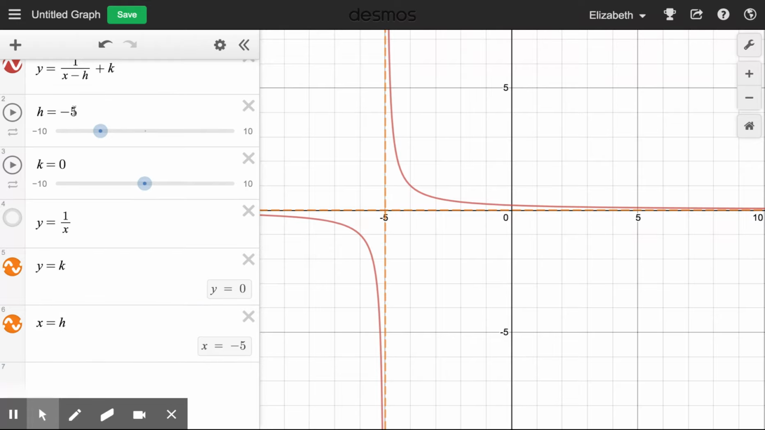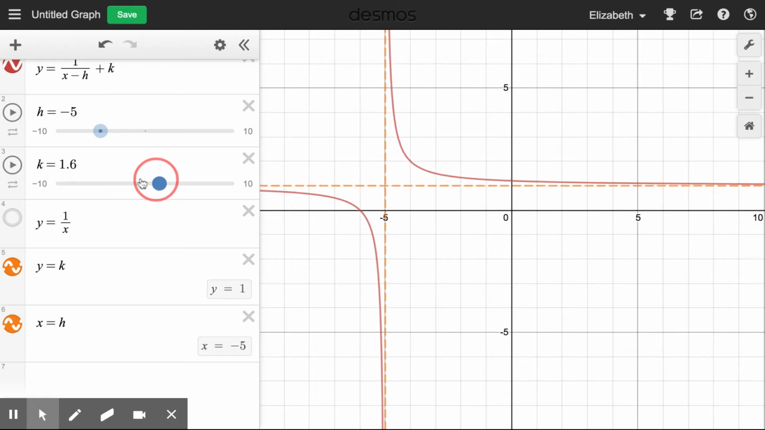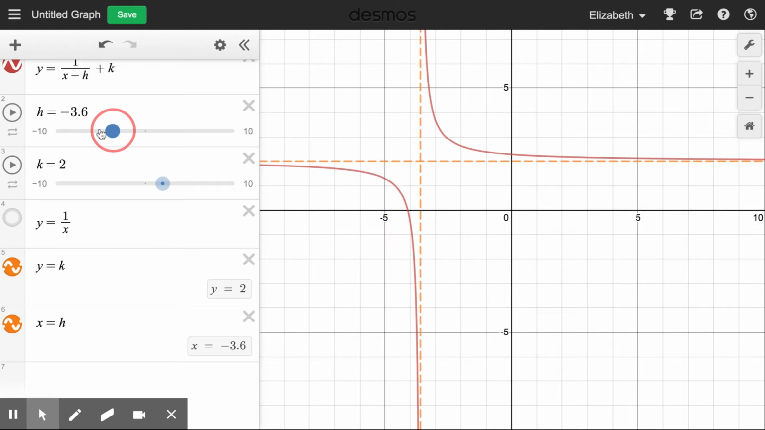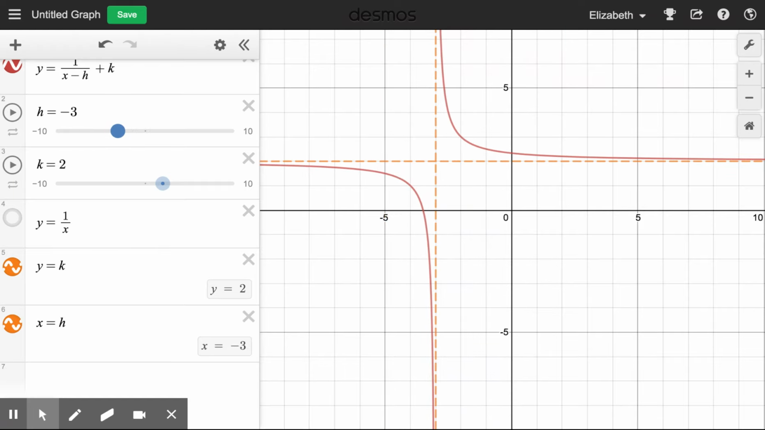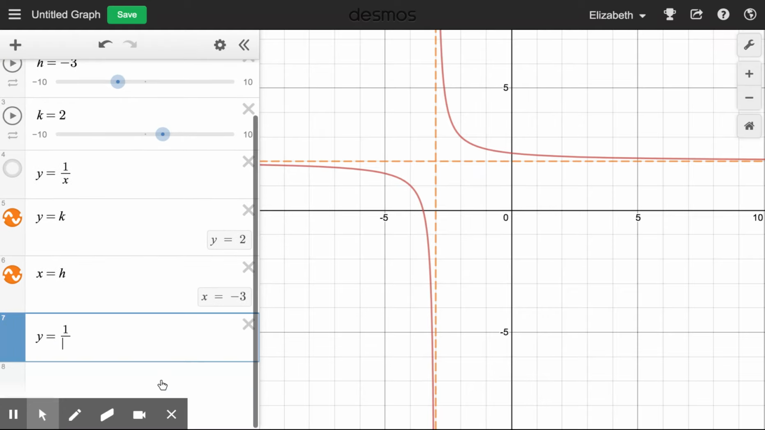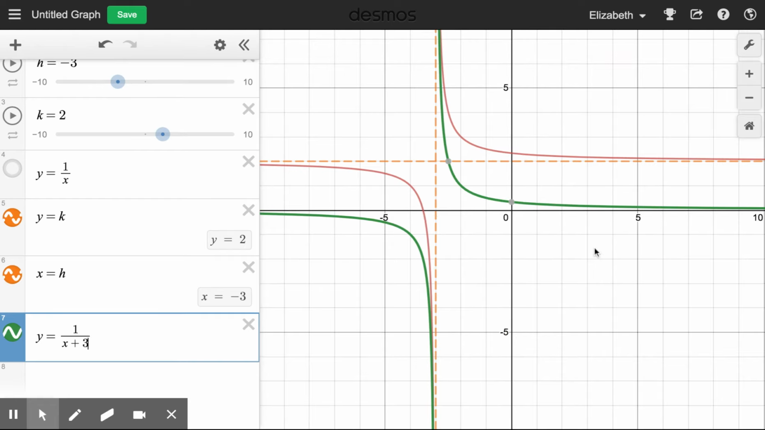Finally, we know that we can move h and k. We don't just have to use one or the other, and it will move the graph both left and right and up and down. So in this scenario, we have a horizontal asymptote at 2, a vertical asymptote at, let's change it from -5 to maybe -3. And let's just write that equation so we know what to do. That equation would be y equals 1 over x plus 3, since we moved to the left 3, but we're subtracting -3, which makes it addition. And then we would add 2 so that the graph can move up by 2.